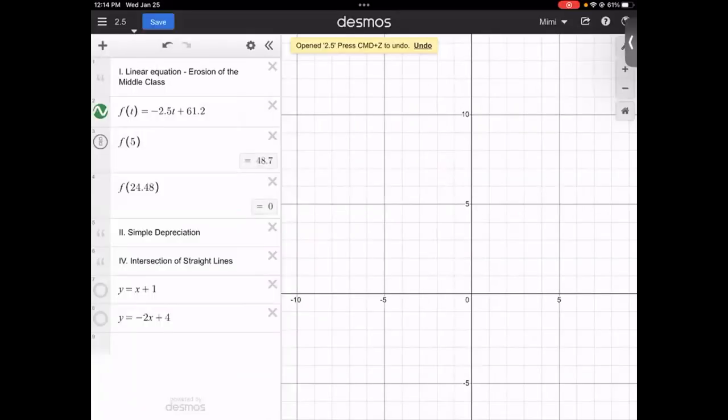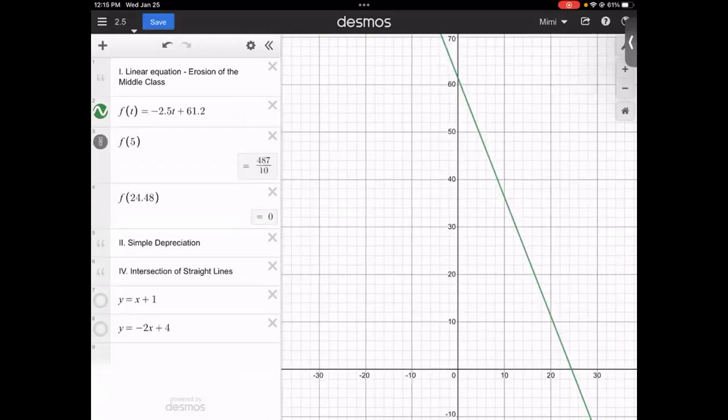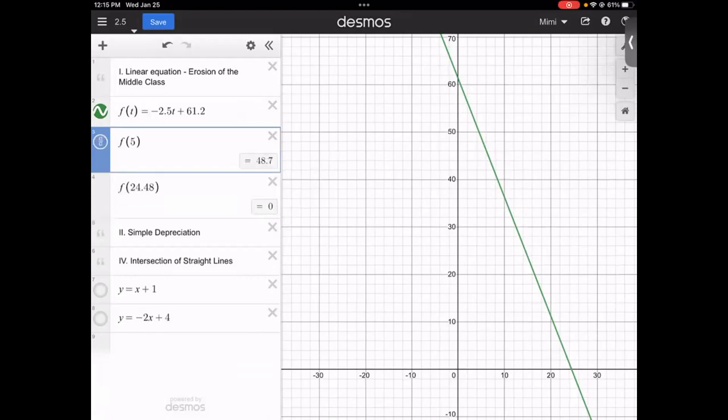So that's my function, f of 5, and we get 48.7. Now, what if I want to know when the middle class disappears?